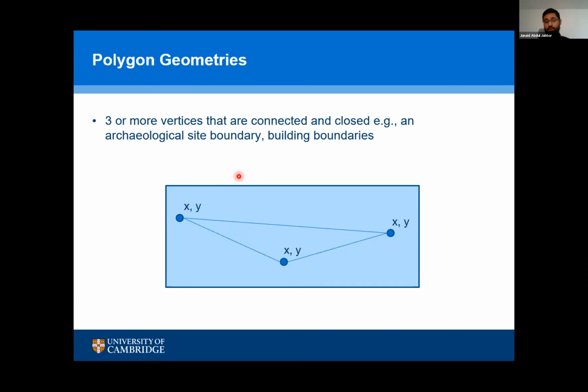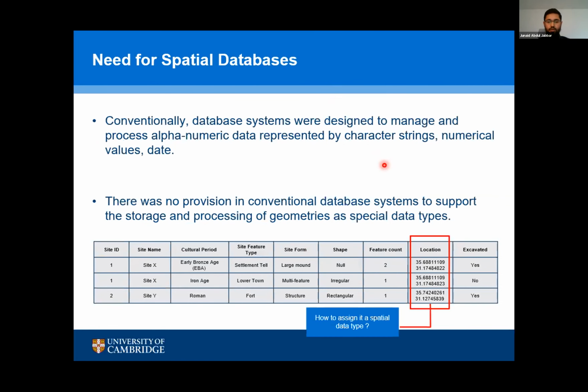So what data can we store as polygon geometries? We can store archaeological site boundaries as polygon geometries. We can have building geometries as polygon geometries. We can have park boundaries as polygon geometries. And there could be many other examples to be stored as polygon geometries. So let's now see where these geometries fall in the context of spatial databases, and why these are usable.